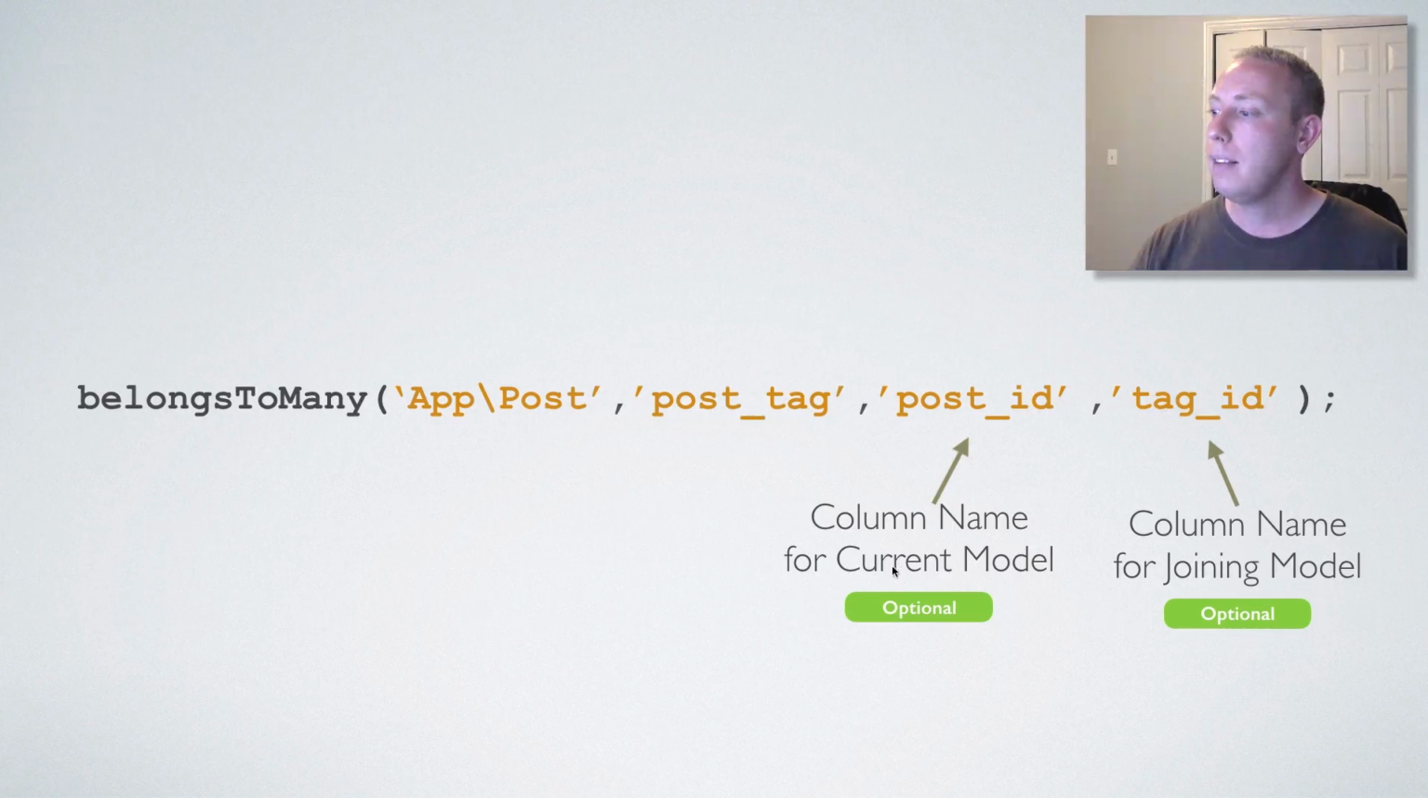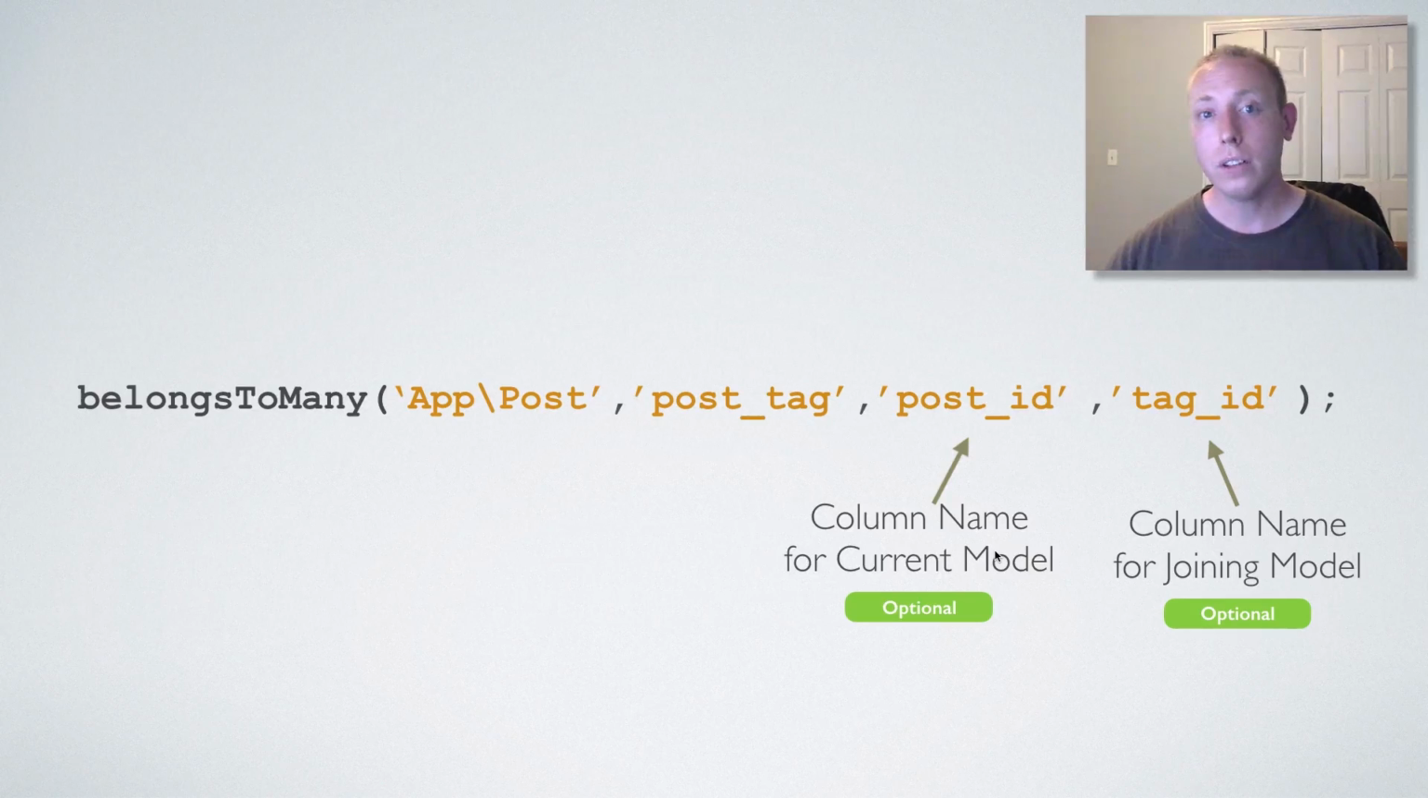But basically, you want to write the column name for the current model in here. The default structure is going to be the model name underscore ID. And so if you're writing this in the tag model, it's automatically going to be looking for tag_id. And then if you're joining it to the post model, it'll look for post_id.